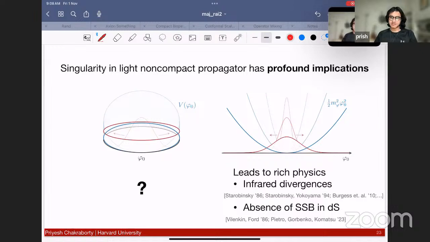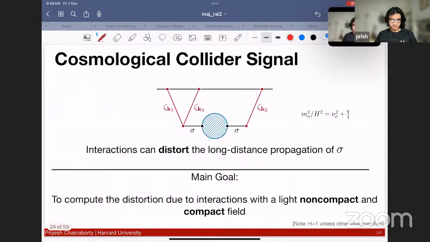Whereas for the compact scalar, we don't see this divergence. So what happens? Let's try to find out.